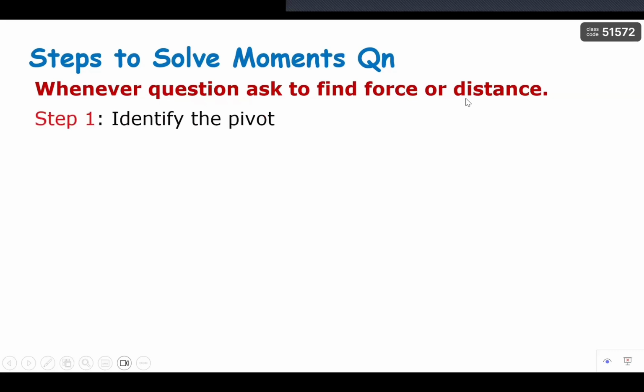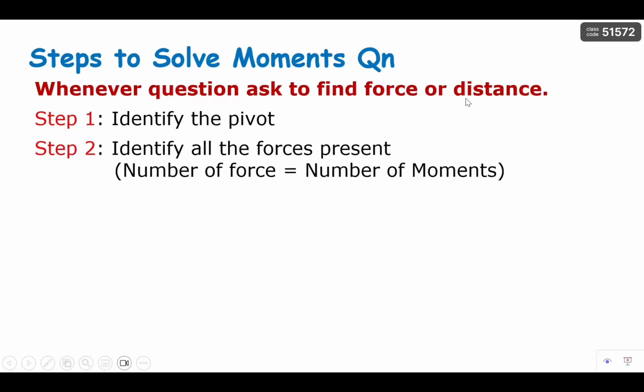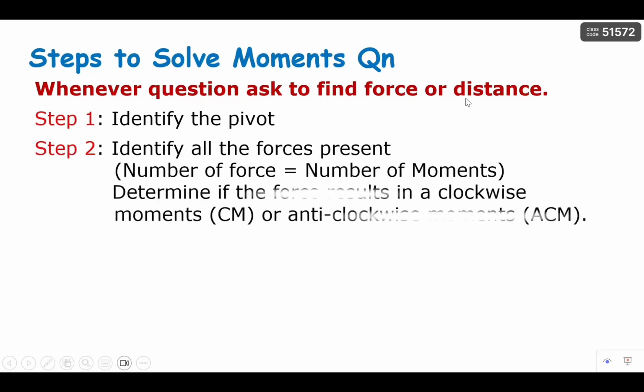So step number one, you always identify where is the pivot first. After you identify the pivot, identify all the forces present. If I have 5 forces, I should have 5 moments in my calculation. If I have 3 forces, I should have 3 moments in my calculation. And for each of the forces, you need to determine whether it's a clockwise moment or anti-clockwise moment. Best if you can label it on each of the forces so that you will be very clear in your calculation. Which one is clockwise? I just use the short form CM. And which one is anti-clockwise? I just use the short form ACM.